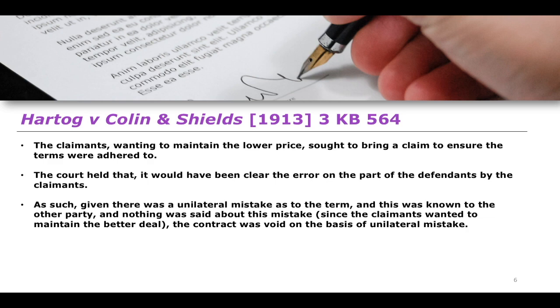So they thought, well, we won't say anything about the mistake that you've clearly made here because we want a better deal. It was concluded, therefore, that because there was a mistake as to the terms, and because the claimant knew about this mistake, but decided to say nothing about it, because that meant that they would get a better deal, the contract was void on the basis of unilateral mistake. You can't really do that. It wouldn't be just or equitable for that to stand.